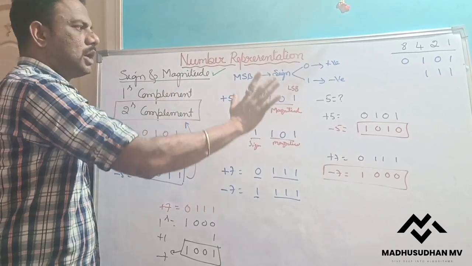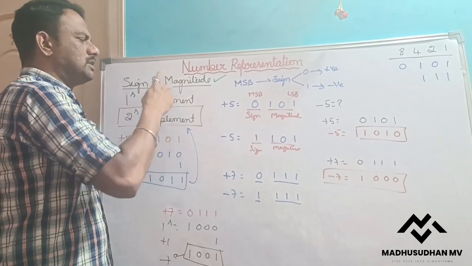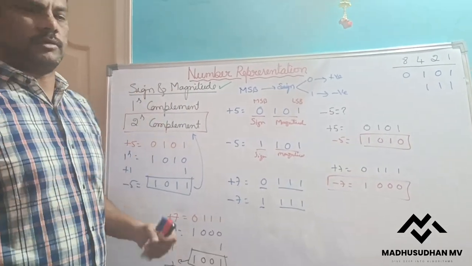So this is how to represent negative numbers using these three different methods. I hope you understood.